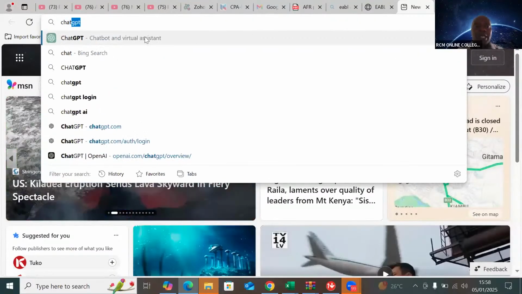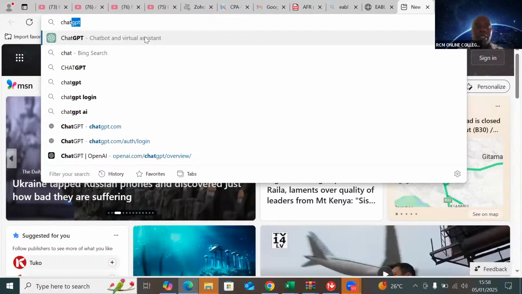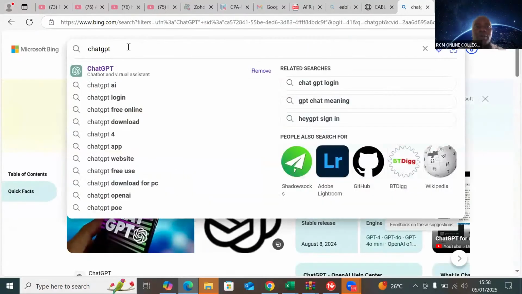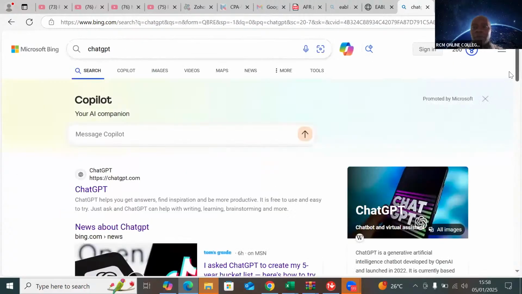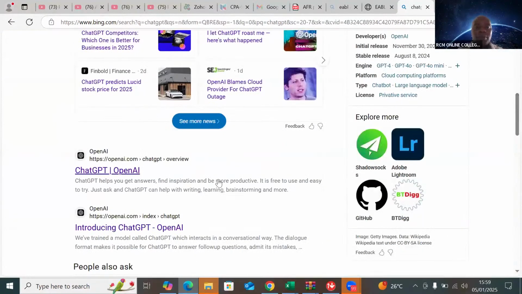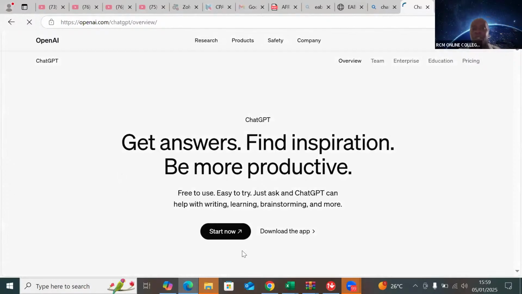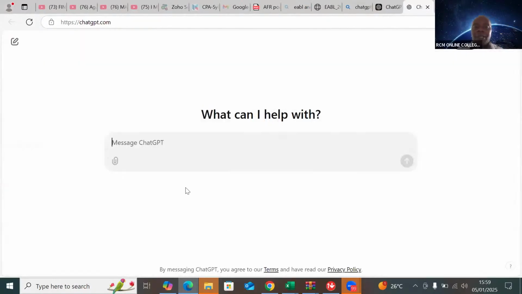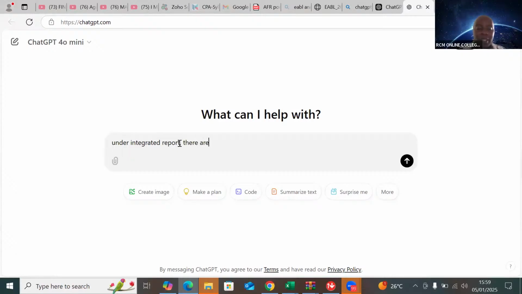I want to show you something that you need to be doing often so that you can do some of these things on your own. So for example, I can come here and mention that under integrated report, there are 6 capitals.